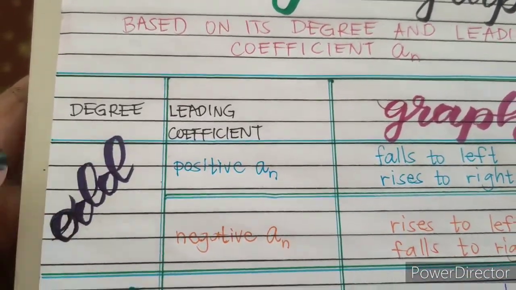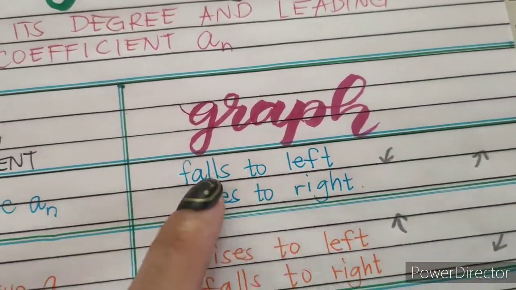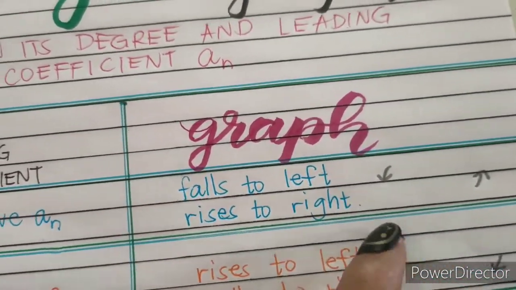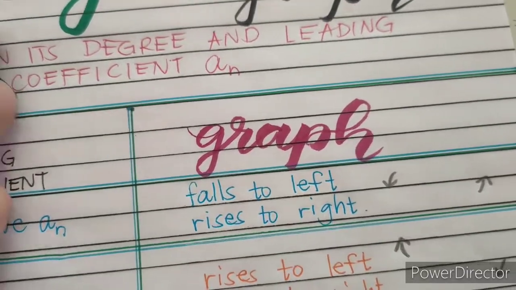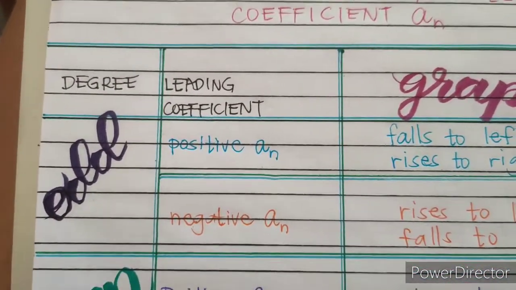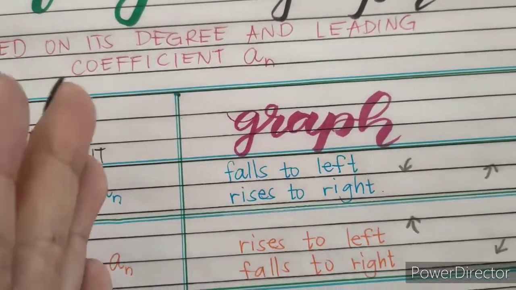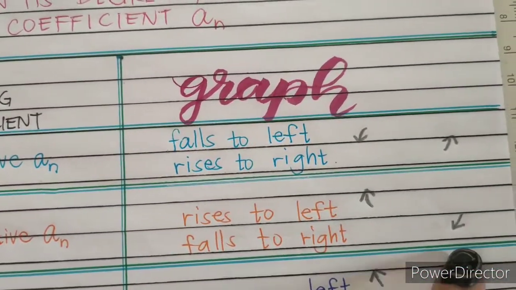So if the degree is odd, and we have a positive leading coefficient, yung graph niya is falls to the left and rises to the right. So mukhang pababa yung nasa left and pataas naman yung nasa right. While for the degree odd pa din, pero negative naman yung leading coefficient natin, kabaligtaran naman niya, yung nasa left naman ay pataas at yung nasa right naman ay pababa.